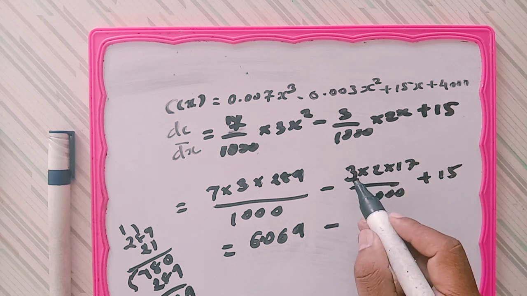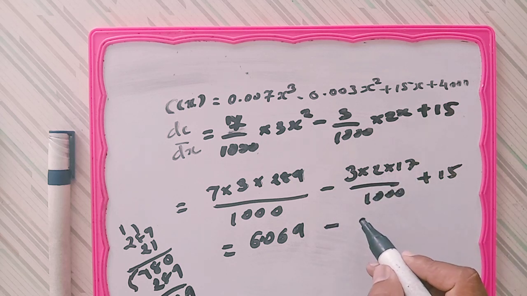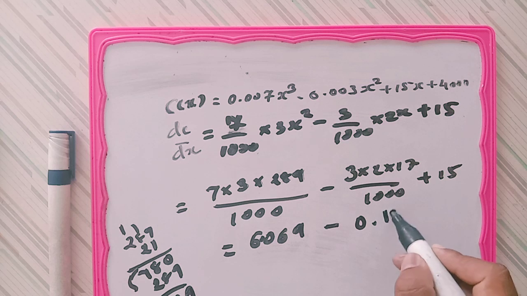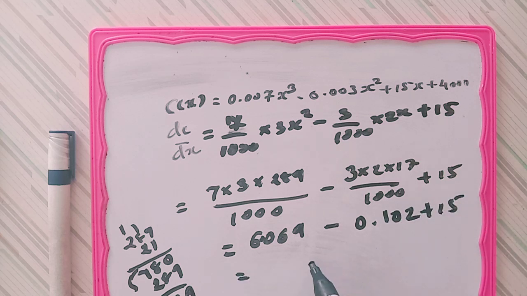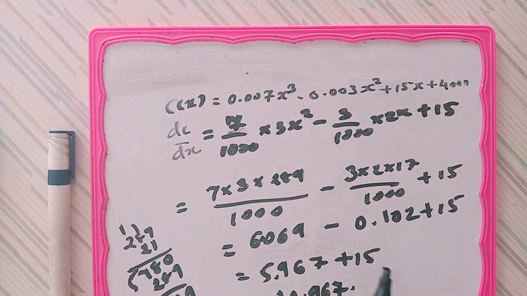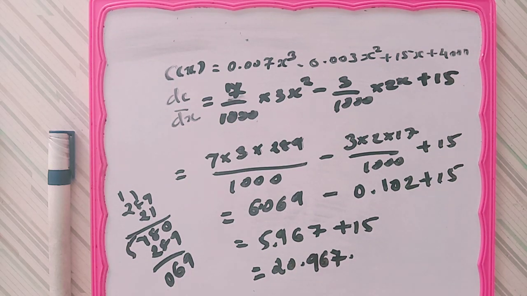Here minus, 3 times 6 times 17 is 102, so 0.102, plus 15, and so here 6.069 minus 0.102 will be 5.967, plus 15, which will give the answer 20.967, and so the marginal cost will be 20.967.